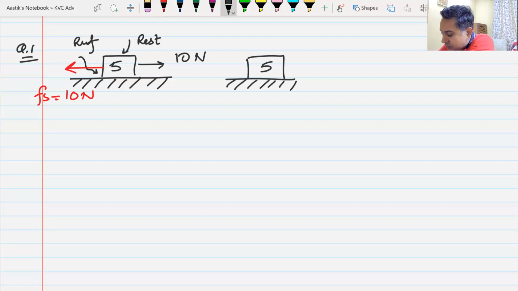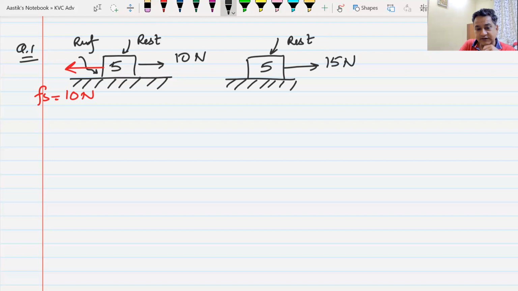Let me now change the question and I increase the force to 15 newtons. And I still find that the body remains at rest. Again, I ask you the same question. What is happening now? The body is not moving. Who is stopping it from moving? Static friction. What is the value of that static friction? 15 newton, sir. Now the static friction has changed its value and it has become 15 newtons.